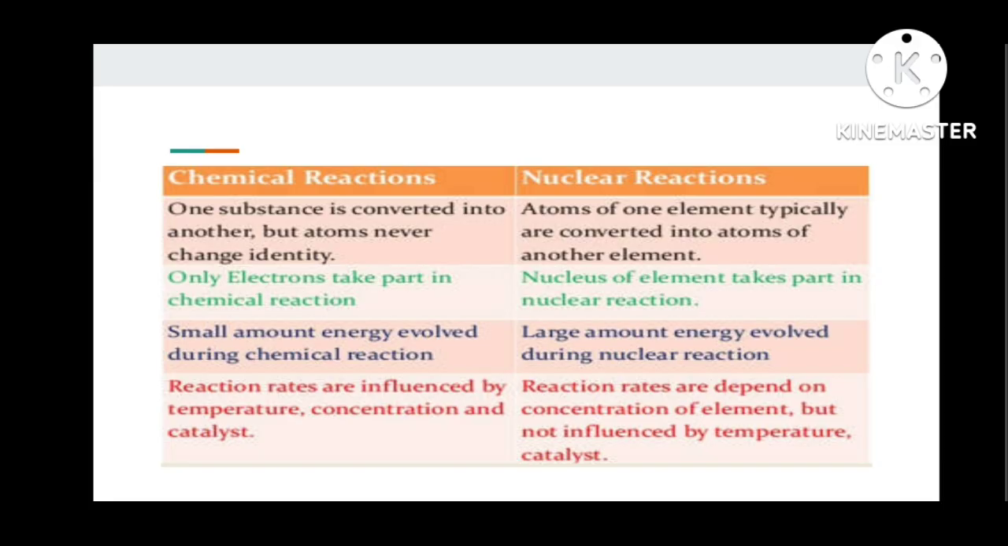A small amount of energy is evolved during a chemical reaction, but a large amount of energy is released during a nuclear reaction. Reaction rates are influenced by temperature, concentration and catalyst for chemical reactions, but for nuclear reactions, reaction rates depend on the concentration of the elements. They do not depend upon the physical conditions and the catalyst.